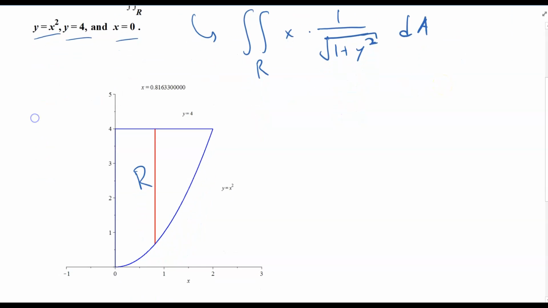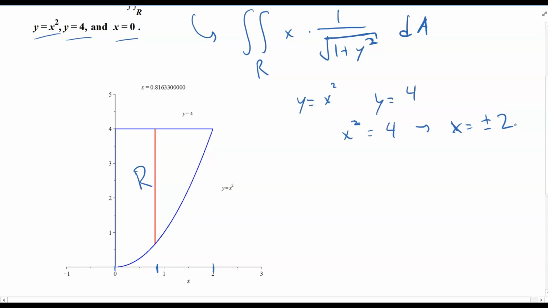If we think about this as a type 1 region, then the way we like to do this is we're going to fix an x between the left side and the right side. Well, we can see in the figure that that's equal to 2. How would we actually get that? We would take these curves, y equals x squared and y equals 4, and set them equal. That would give us x squared equals 4, which would give us that x is equal to plus or minus the square root of 4, which is plus or minus 2.